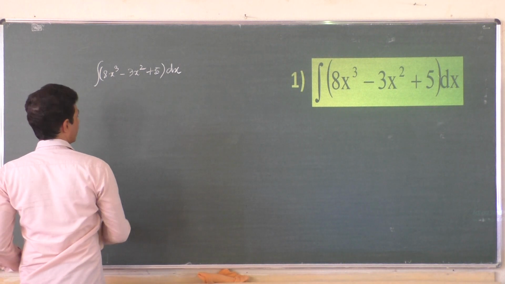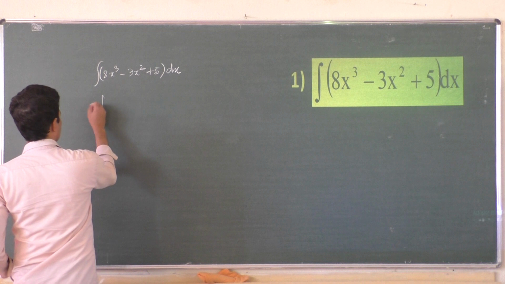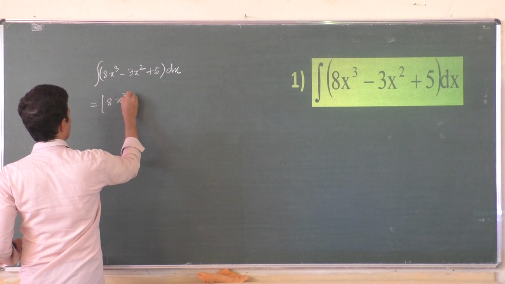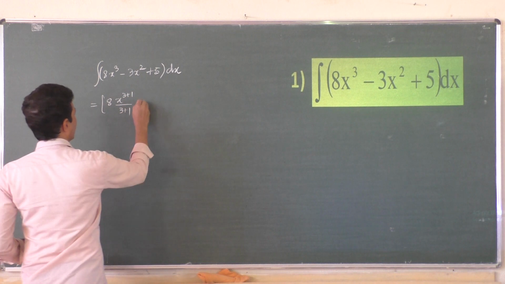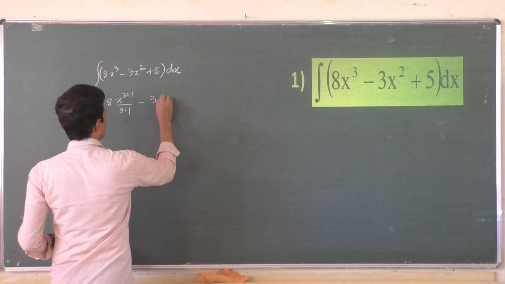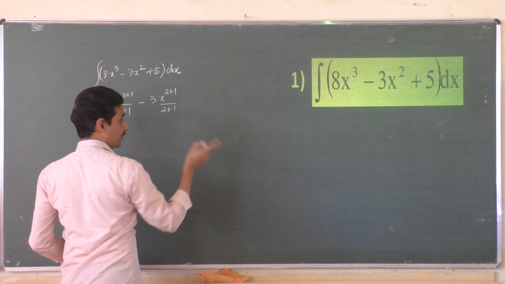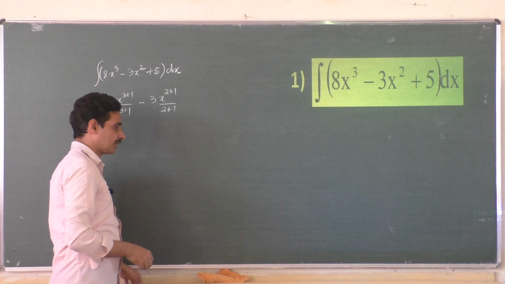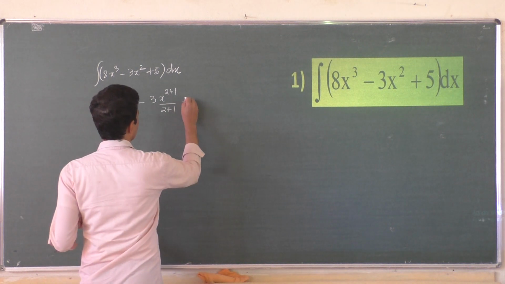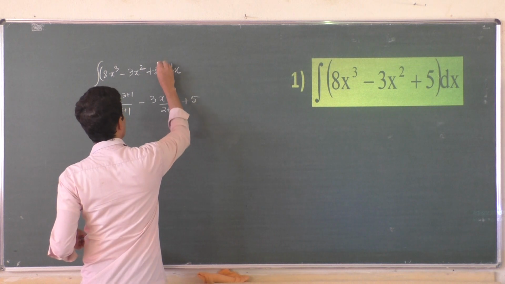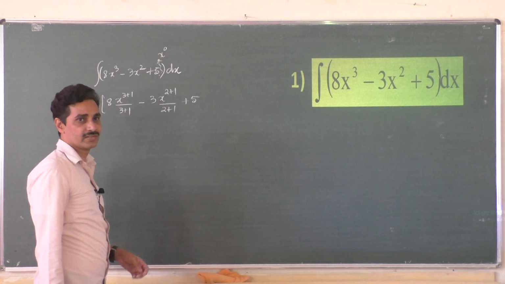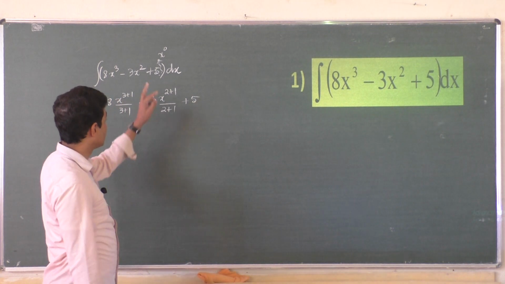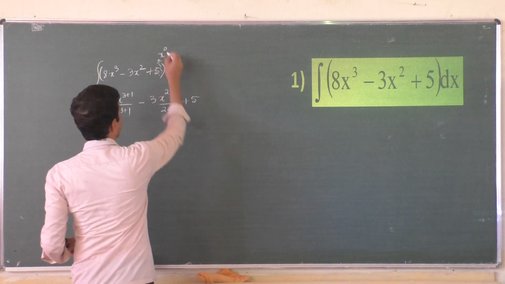While integrating we will write it like this. After integration we get 8x cube, where 8 is a constant, so x to the power 3 plus 1 by 3 plus 1, minus 3, the constant, x to the power 2 plus 1 by 2 plus 1, that is x to the power n plus 1 by n plus 1. We are not differentiating, we are integrating, we are adding to the powers. Plus this is 5x. Of course, you can imagine there is an x to the power 0, so 5 into 1. The integration of 1 is x plus c, so the integration of 5 into x to the power 0 is x to the power 0 plus 1 by 0 plus 1.